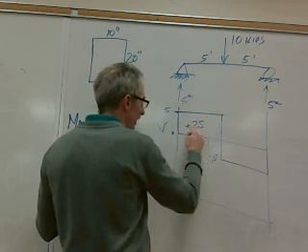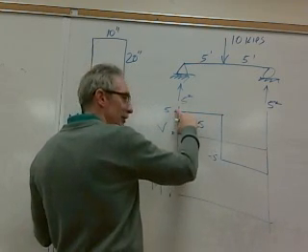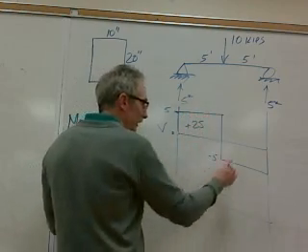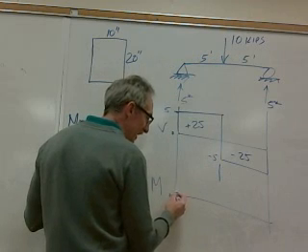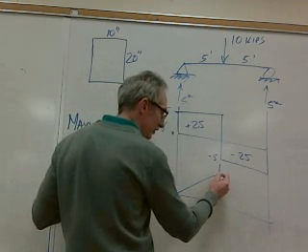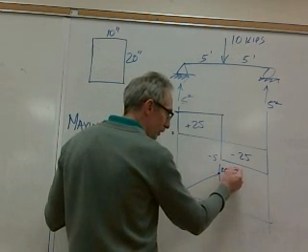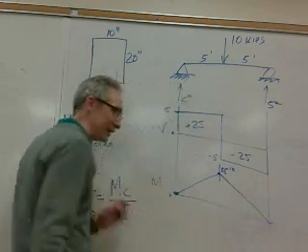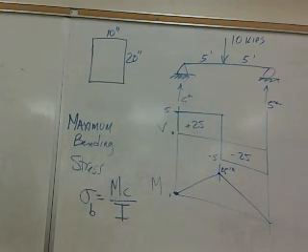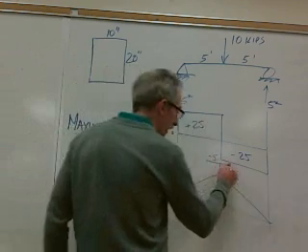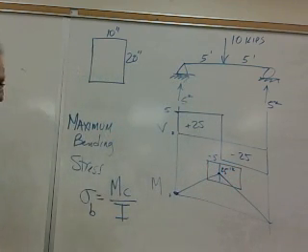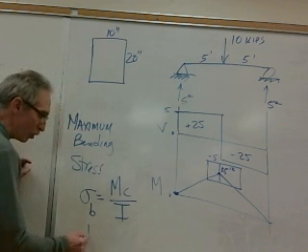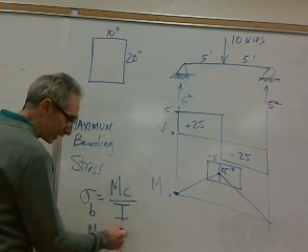So this area is 25 foot kips because I have 5 kips times 5 feet. This area is minus 25 foot kips. So again, the moment diagram starts out at 0, goes up to a maximum of 25 foot kips, and then decreases back down to 0. So my maximum moment is 25 foot kips.